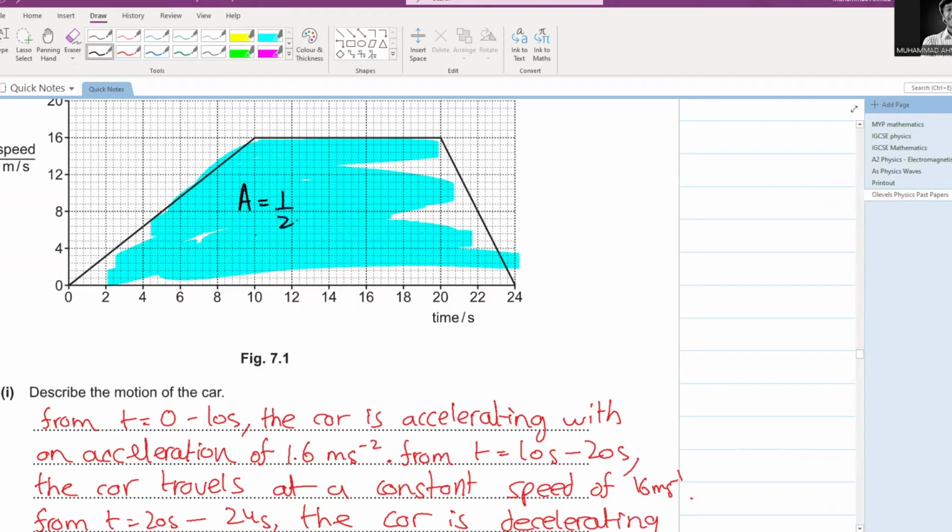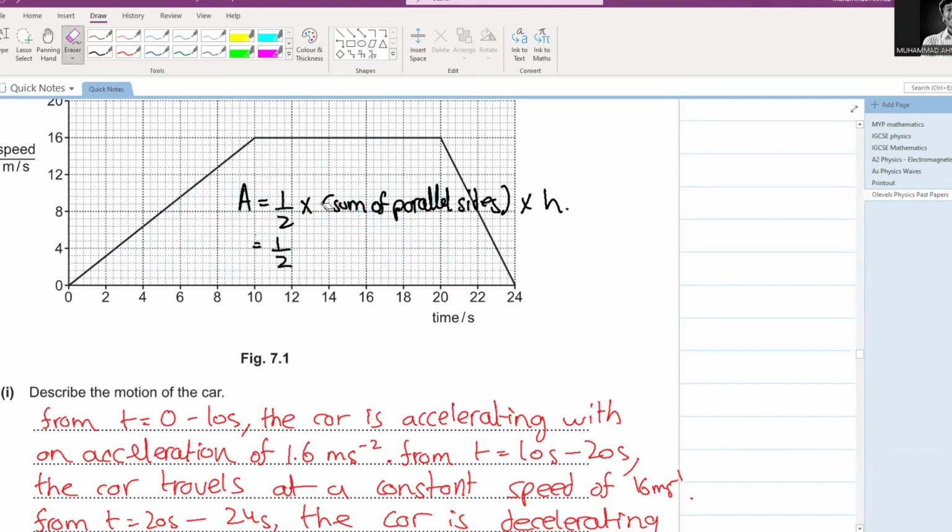How do we calculate the area of trapezium? The area of trapezium is 1 upon 2 into sum of parallel sides multiplied by height. Perfect. So how will we calculate this area? 1 upon 2 into what are the parallel sides? One parallel side is this 24. The other parallel side is this from 10 till 20. Perfect. So you can say 24 plus 10. Perfect. What is the height? The height is 16. This becomes 1. This becomes 8.